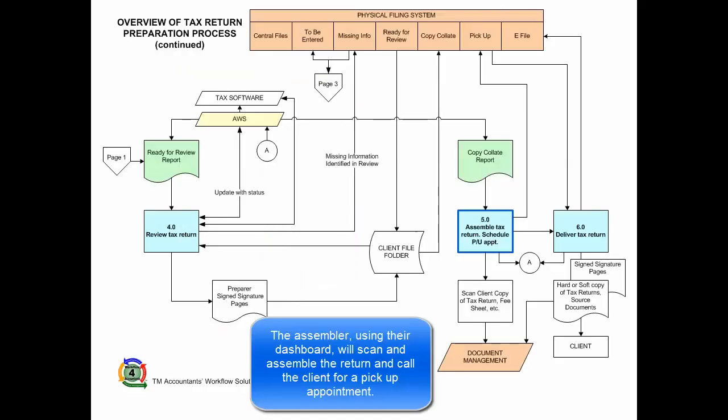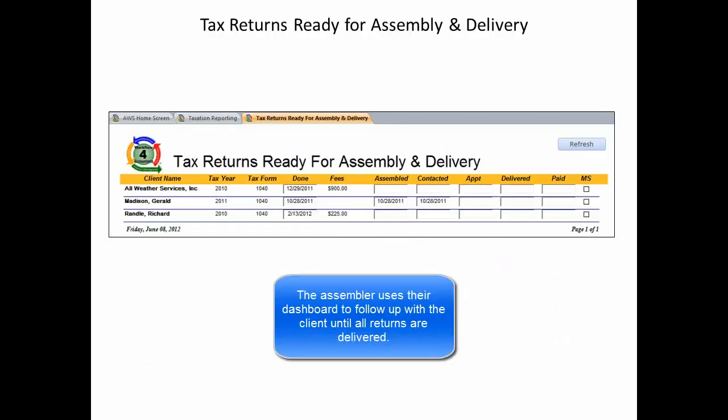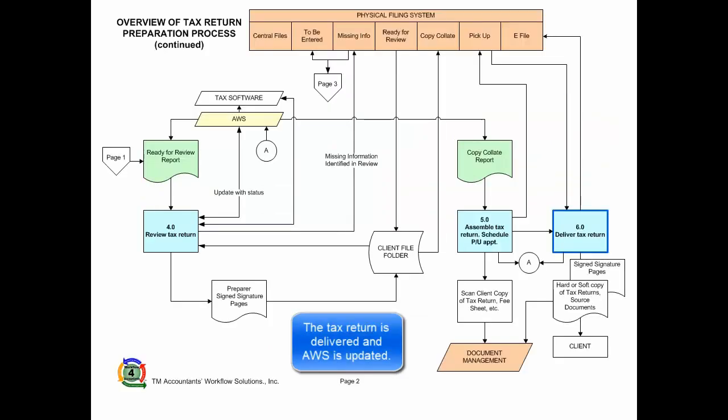The assembler, using their dashboard, will scan and assemble the return. They can then call the client to schedule a pickup appointment. The assembler can use their dashboard to follow up with all clients until the returns have been delivered. When the return is assembled, the assembly box can be completed with the corresponding date. When the return is delivered to the client, the delivered box can be completed as well.